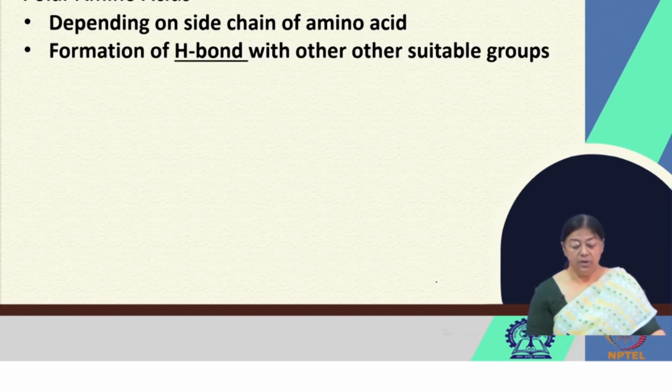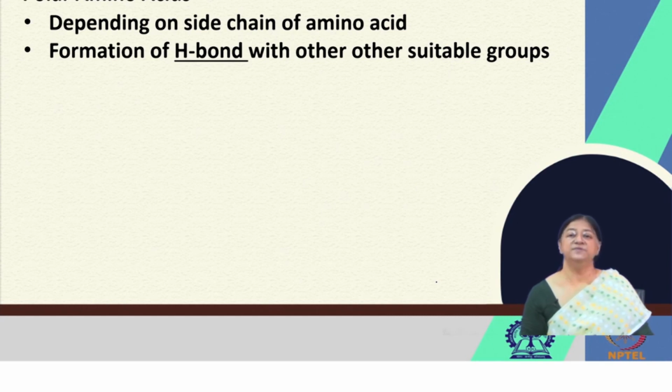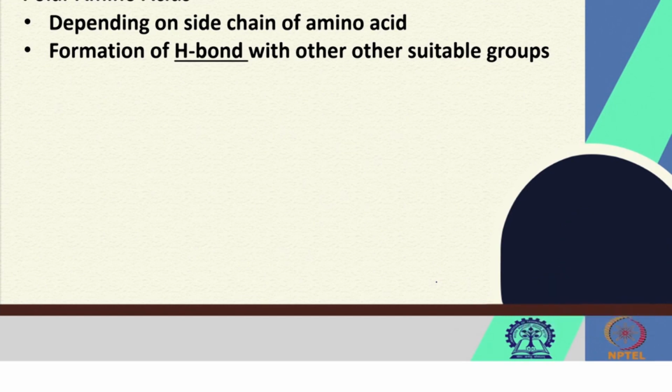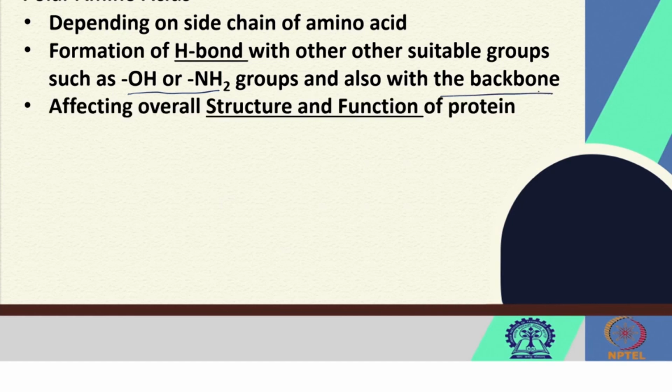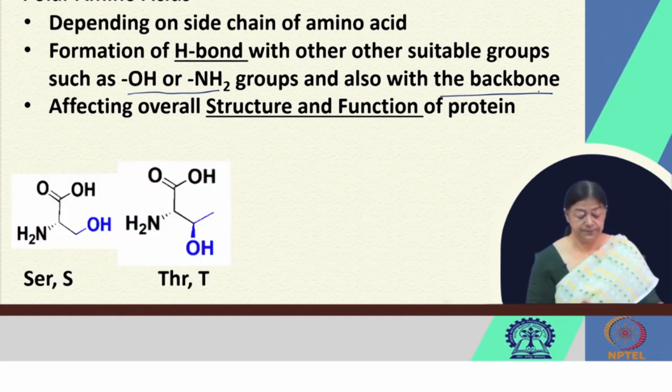Now, we have the side chain of the amino acid that has its specific characteristic. It can be hydrophobic in nature, it can have heteroatoms that will result in hydrogen bonding with other suitable groups that may be on the backbone or also may be as another side chain. So, we have the OH or the NH2 groups and also the backbone. This affects the overall structure and function of the protein.